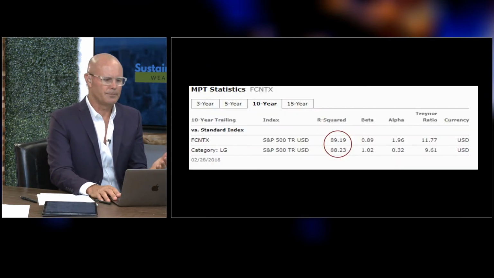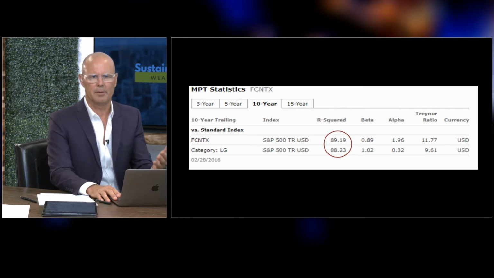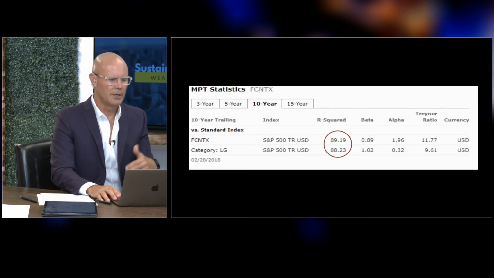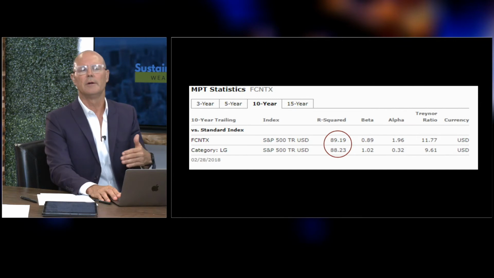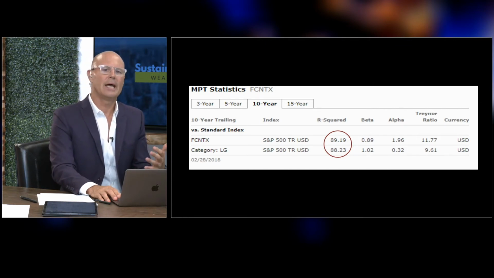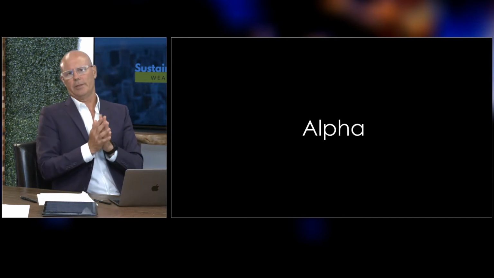So that's R squared. Here we look at an example of a particular fund, and we're showing you their statistics, and their R squareds are 88 and 89. So it has a level of reliability that it is accurate.